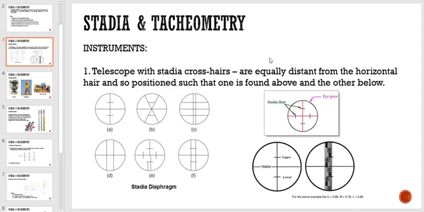The stadia hairs must be equally distant from the horizontal hair and positioned such that one is found above and the other below. So we have the upper stadia and lower stadia. We have these different kinds of stadia or telescope sights. These are called the crosshairs. This is the most common telescope sight you will see. We have the upper and the lower and of course the middle reading.